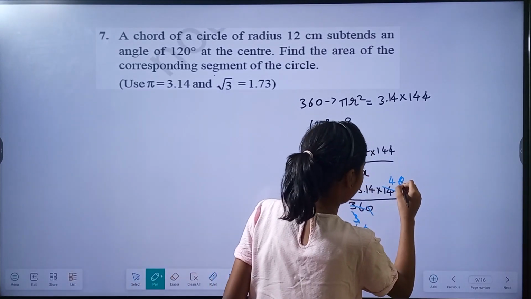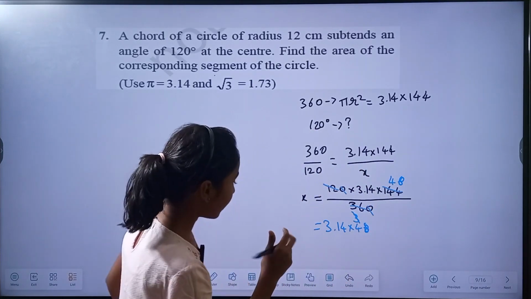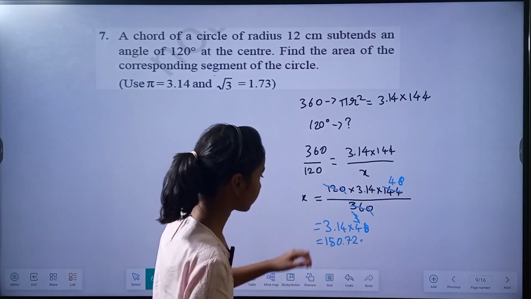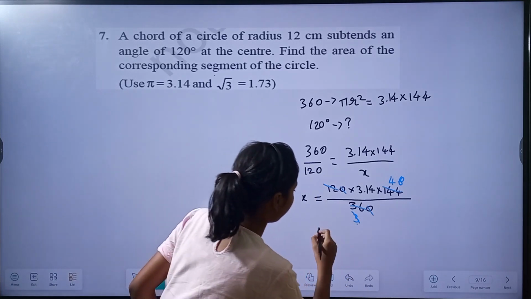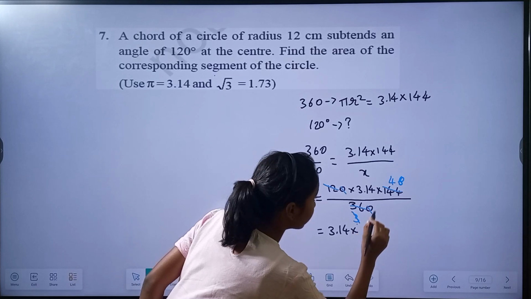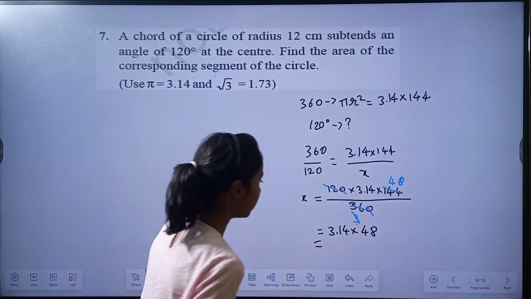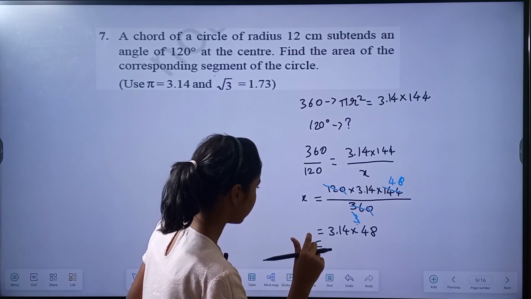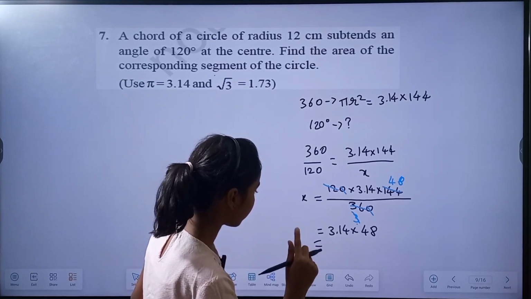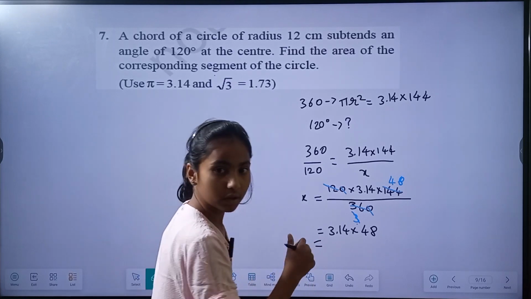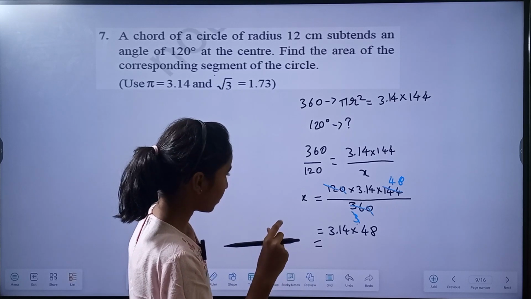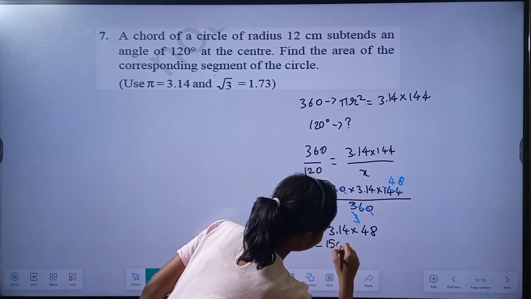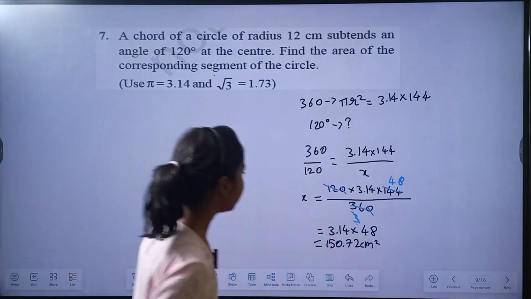So this is equal to 3.14 into 48, which is equal to 150.72. 150.72 centimeter square. This is the sector area.